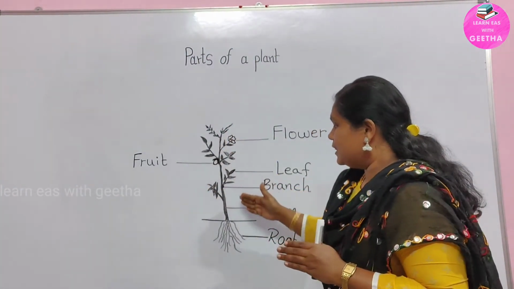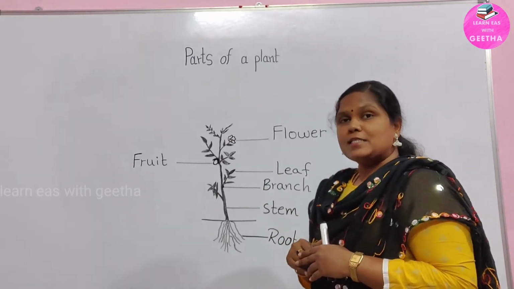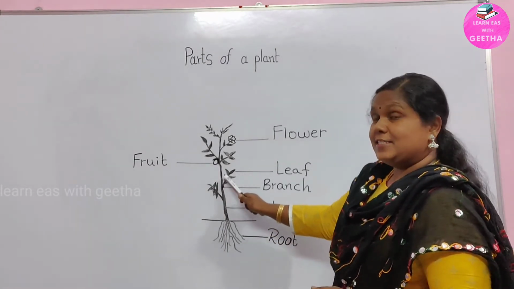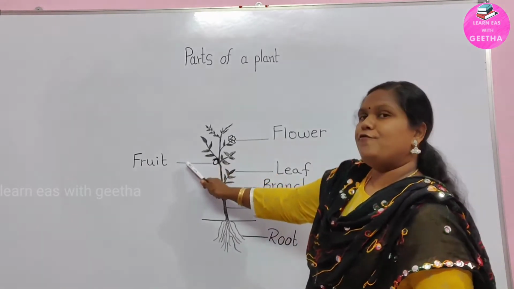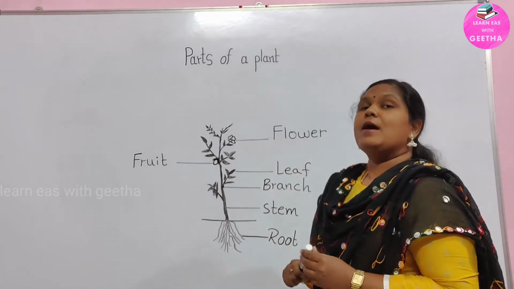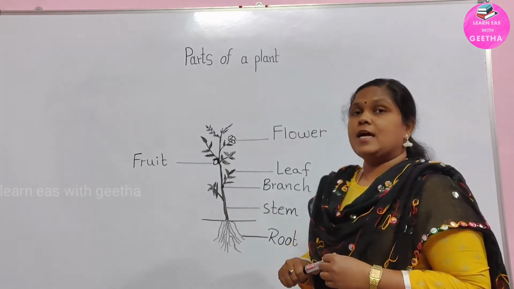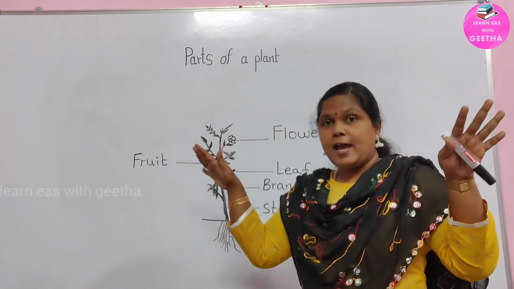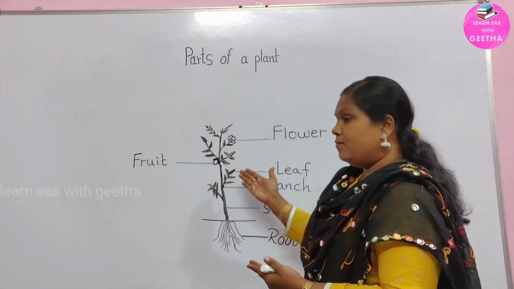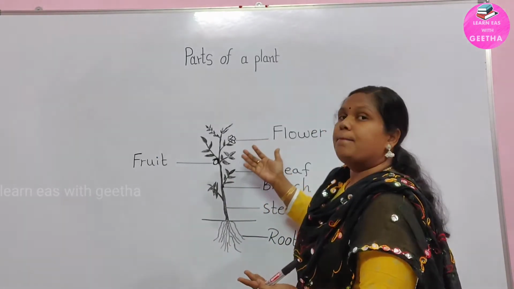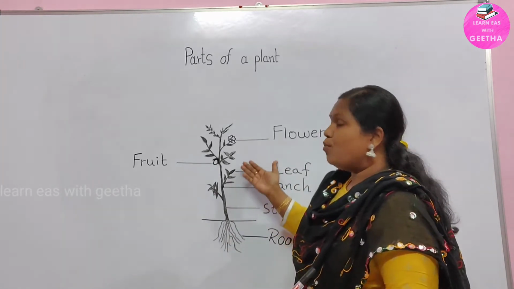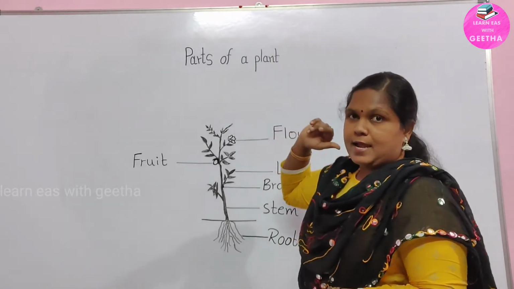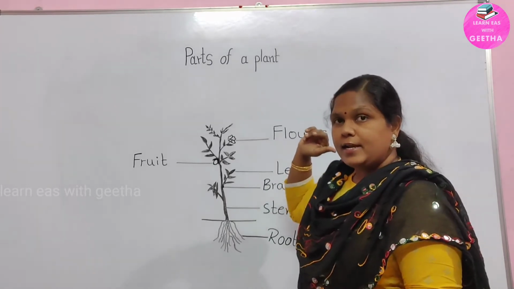Here we have learned the parts of a plant. What are the parts of a plant? Root, stem, branches, flower, fruit. All these are called parts of a plant. Like how we have parts in our body like head, hands, legs, in the same way a plant also has many parts. Okay, children? Did you get it? Yes.